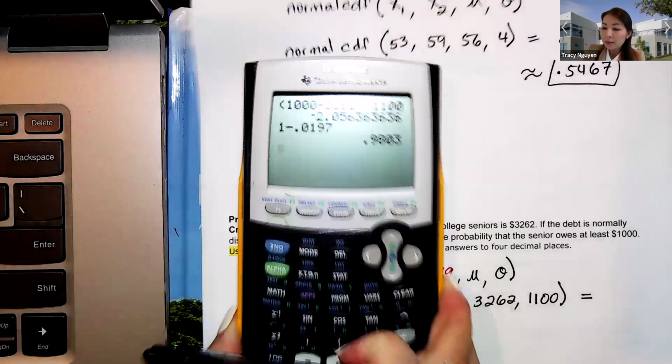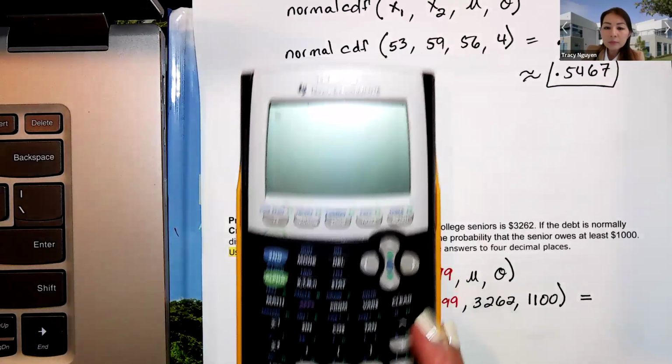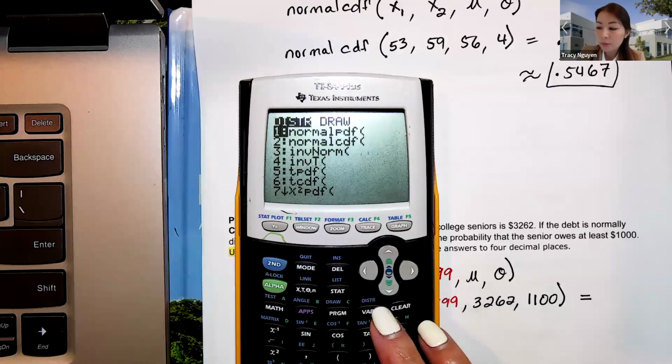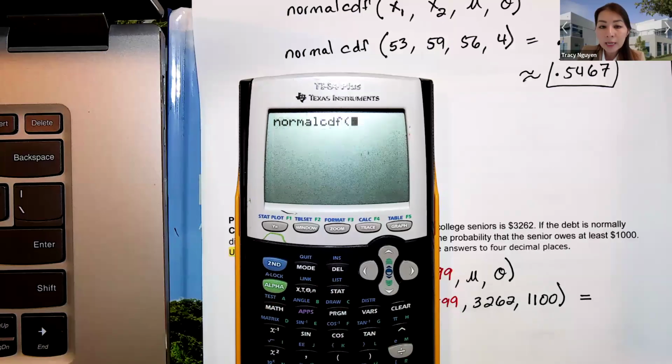Okay. All right. So here it is, everybody. Same thing. Second bar. You go down to normalcdf and you're going to do your x value of 1,000, comma. You do second, comma, that gives you E99, comma again, 3,262, comma, and 1,100, close the parentheses. Now, I'm hoping to get something close to 0.98. Let's see if I have it.